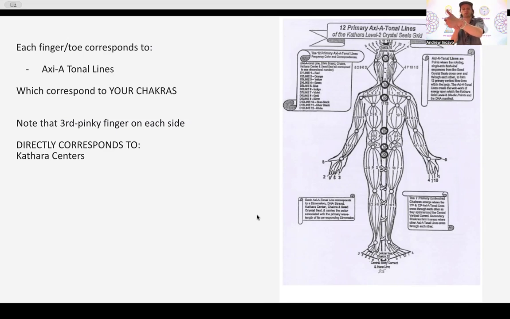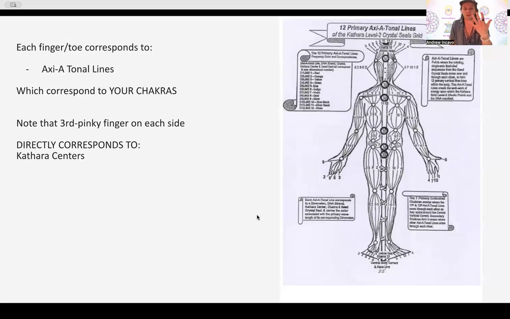But once it passes through here, the Axi-A tonal line goes from your thumb, and because a joint occurs here, it actually flips. It takes all those lines and flips them. And then when we get to your elbow, it flips them again. And then we get to your shoulder, it flips them again. So what I'm trying to point out is that every single joint flips the Axi-A tonal lines. So if you're getting a signal from your higher self, you can also refer to your Axi-A tonal lines and see which dimension is contacting me.